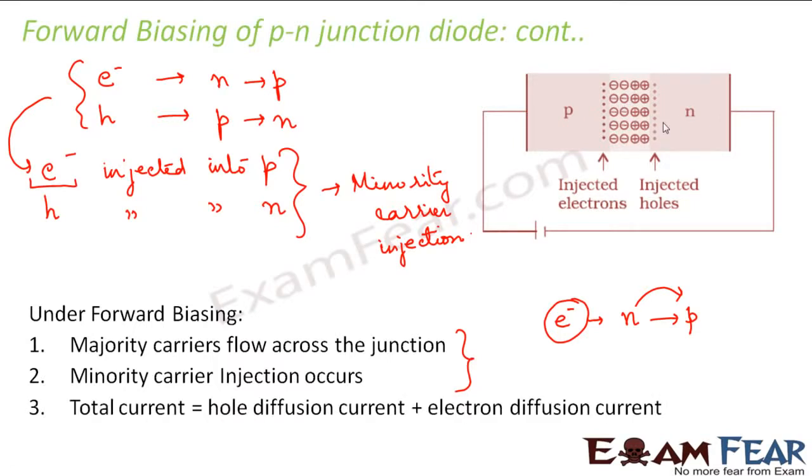Okay. So what is the total current in this case? The total current will be hole diffusion current plus electron diffusion current, because when you forward bias, as I told, it encourages the majority carriers, and majority carriers always diffuse. Diffusion is always related to majority carriers and drift is always related to minority carriers. So forward biasing will always encourage the flow of majority carriers, and majority carriers always diffuse across the junction. So in this case, total current is equal to hole diffusion current plus electron diffusion current.